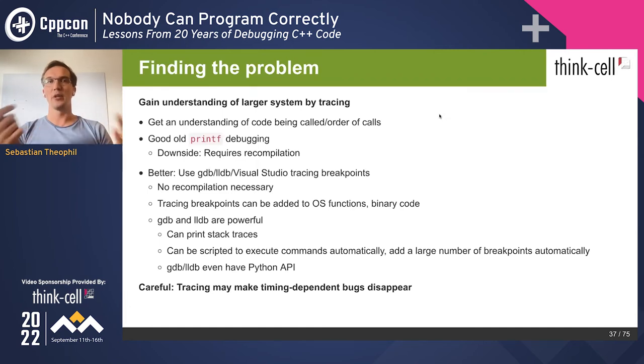And even better, you can add those tracing breakpoints to functions where you cannot insert printf, for example. So you can add the tracing breakpoint to fopen, let's say, to operating system functions, even to binary code if you want to. So for example, you could add a tracing breakpoint to fopen that would print out the first argument, the file name that is being opened, and run your application and see all the files that it opens when it's starting.